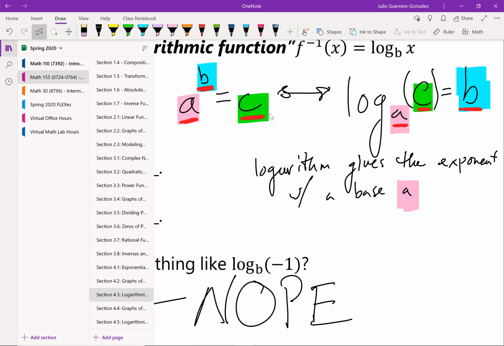On that last one, are we solving for x? Yep.